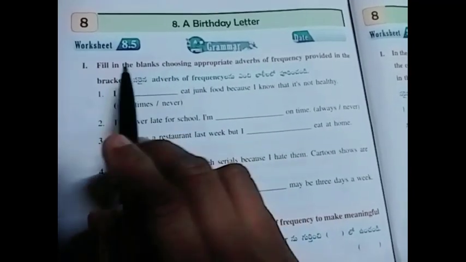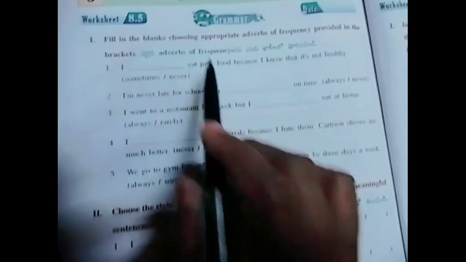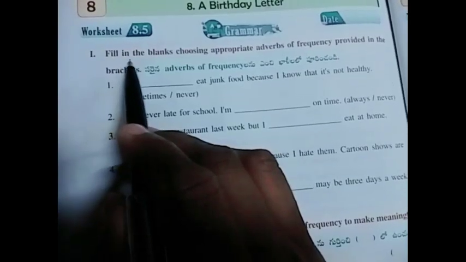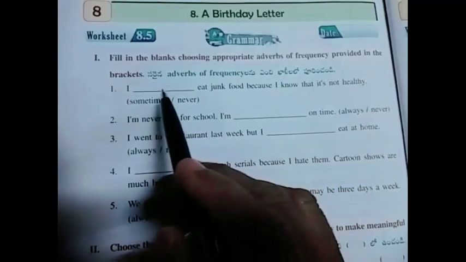This is worksheet 8.5 from the lesson A Birthday Letter, 5th class, grammar part, page number 135. First Roman is: fill in the blanks choosing appropriate adverbs of frequency provided in the brackets.